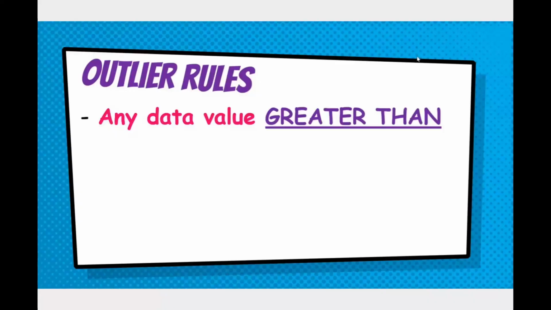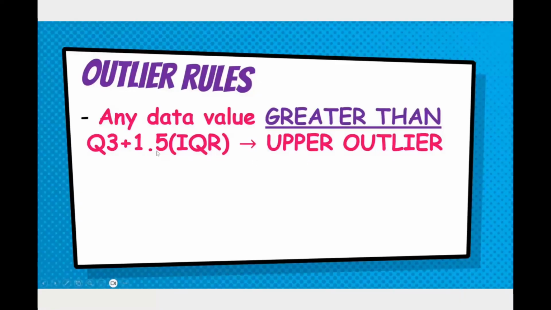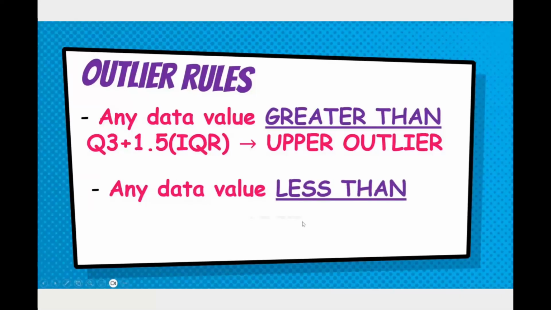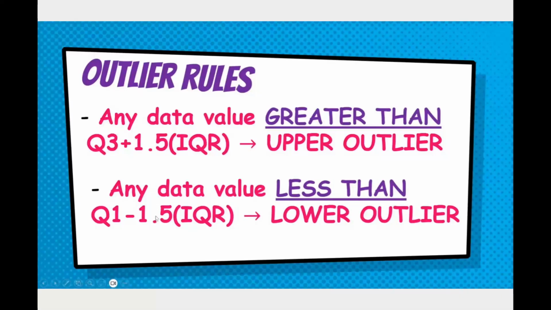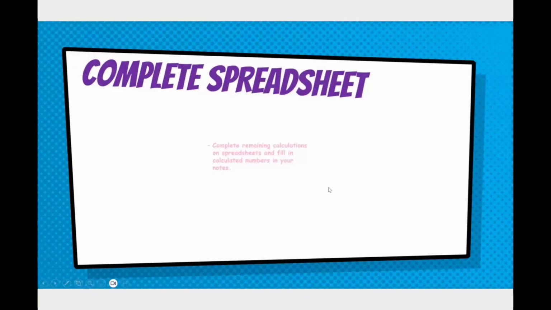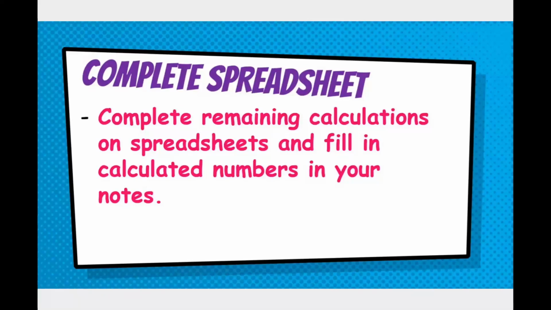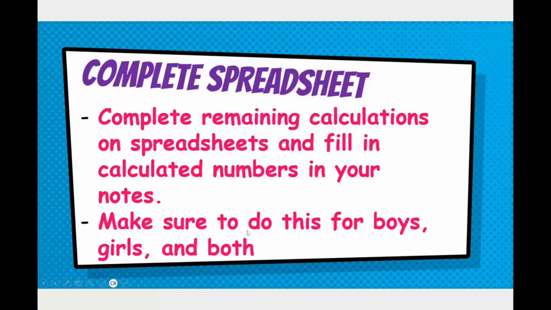Outlier rules. These are also formulas. Any data value that is greater than your Q3 value plus 1.5 times the IQR is considered an upper outlier. Any data value less than Q1 minus 1.5 times the IQR is a lower outlier. The last thing we're going to add to our spreadsheet is the outlier upper and lower bounds. Then we're going to see if we have any outliers in our data set. So make sure to do this for girls, boys, and both.